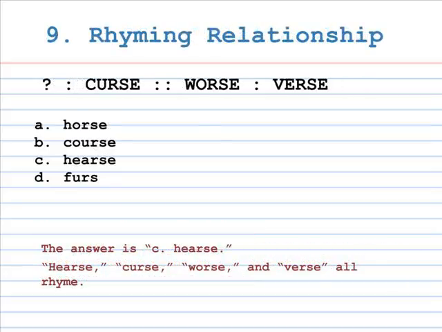9. Rhyming relationship. A, horse; B, course; C, hearse; D, furs is to curse as worse is to verse. The answer is C, hearse. Hearse, curse, worse, and verse all rhyme.